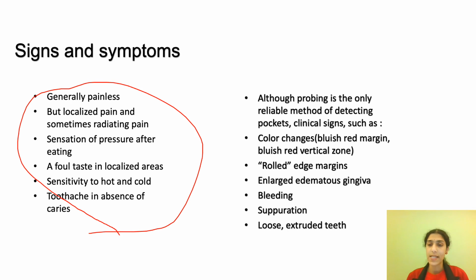Some signs which as a clinician you can actually suspect that there could be a pocket present: if you see color changes on the gingiva, which could be a bluish red margin or bluish red vertical zone, and rolled gingival margins. If there is enlarged edematous gingiva, severe bleeding or suppuration, that means pus exudate present, or if there are loose and extruded teeth. In such situations, there is every chance that it is associated with a periodontal pocket in that area.